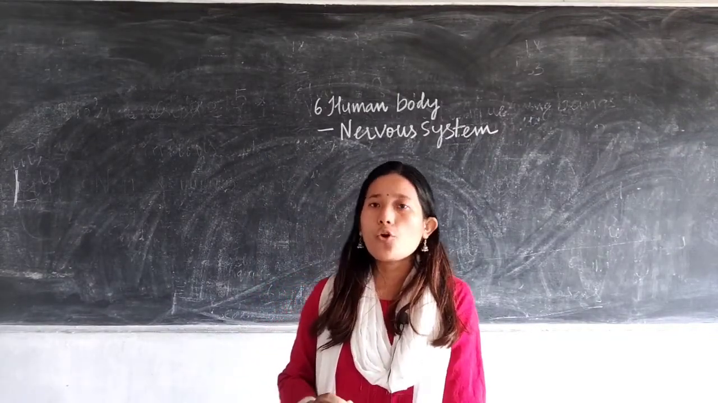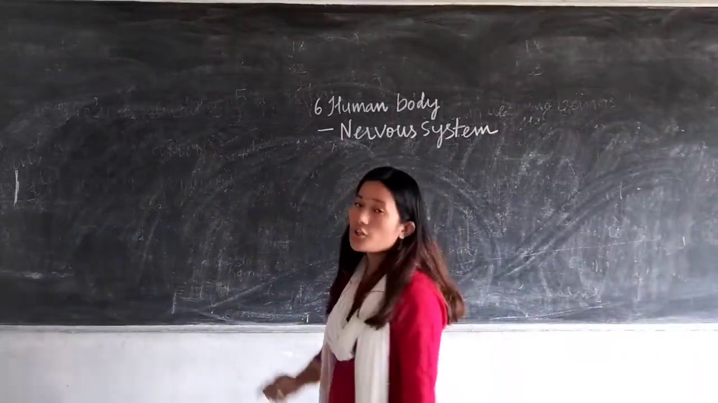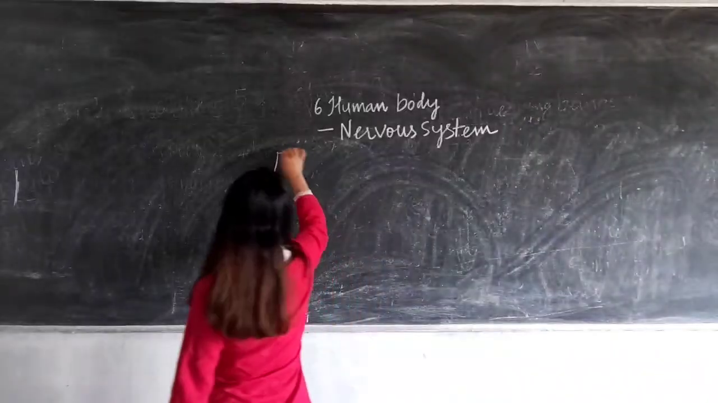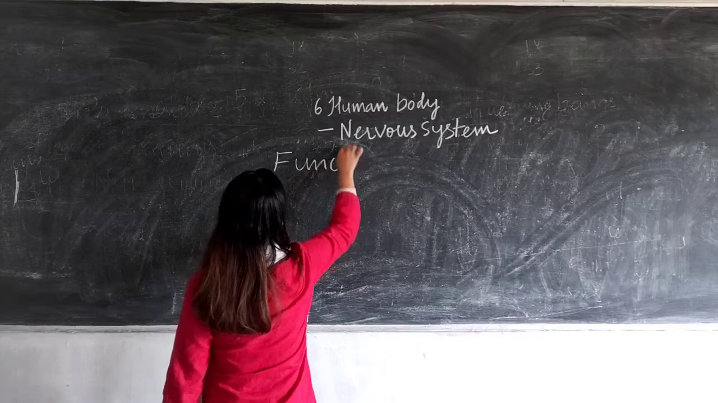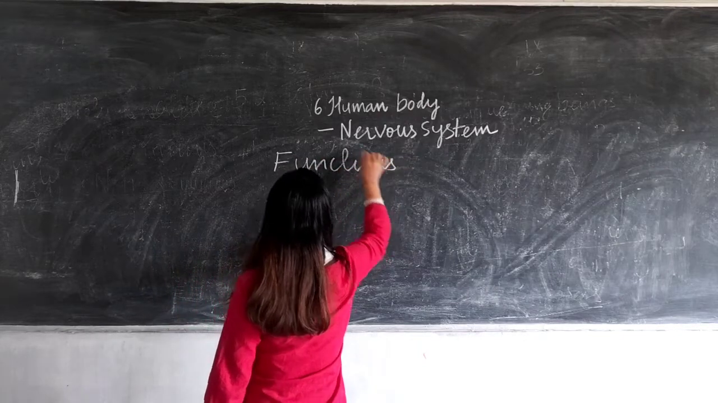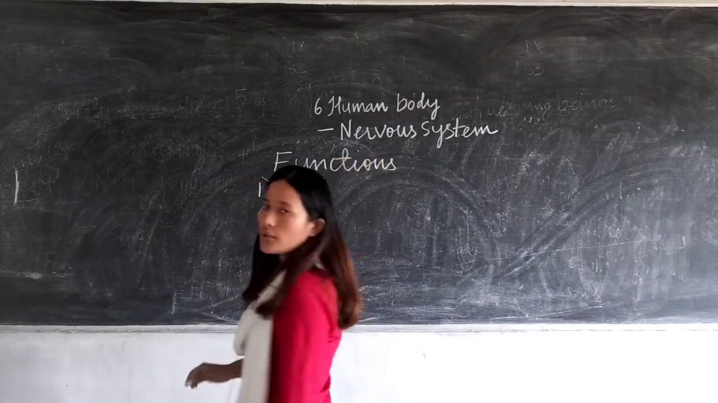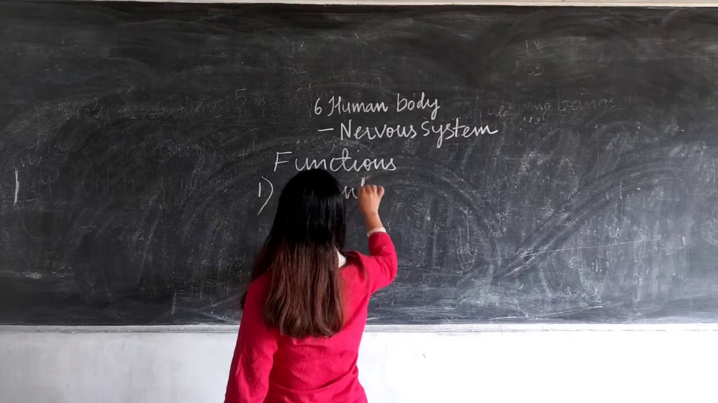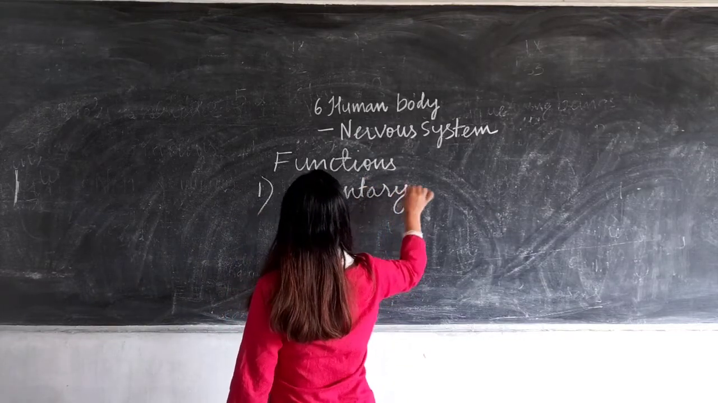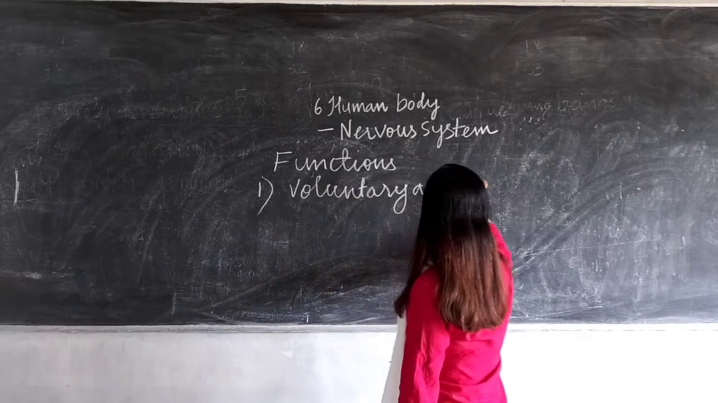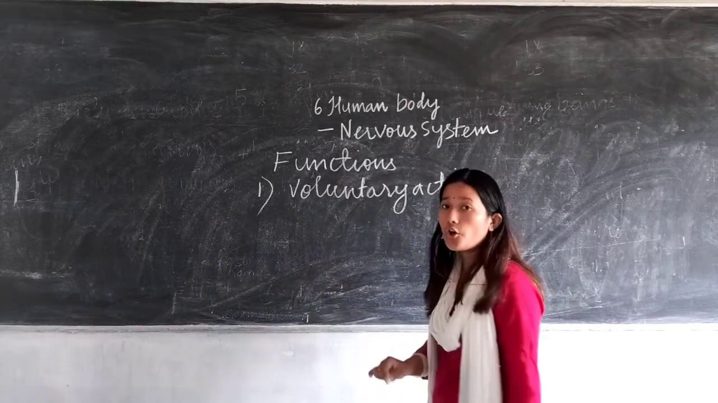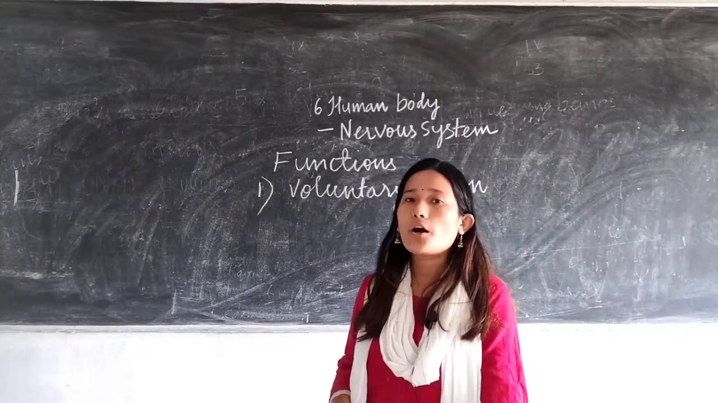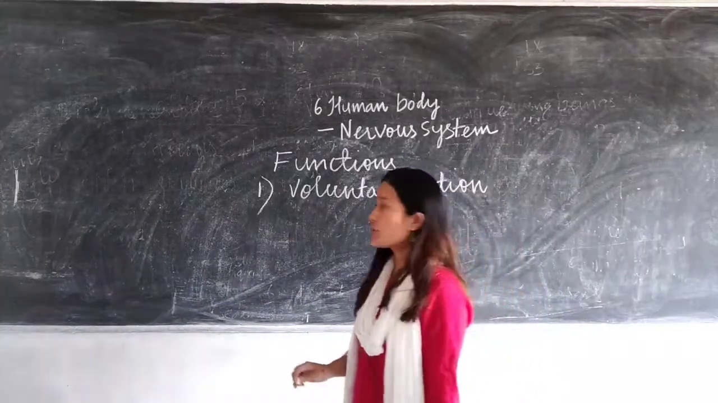Now like I told you, the nervous system, what is the function? First let us discuss the functions of a nervous system. So what is the function of a nervous system? It brings about voluntary action. Voluntary actions means running, walking, the action which is under your will. So it will bring about that voluntary action.